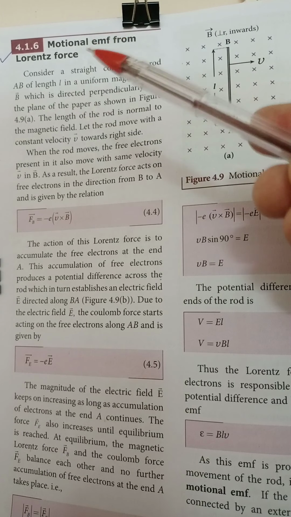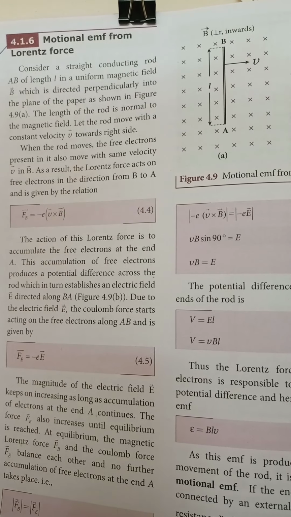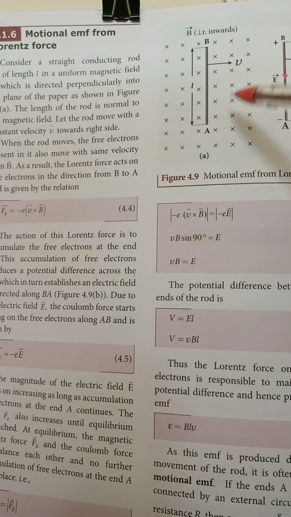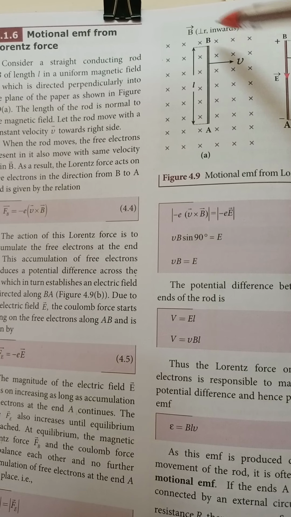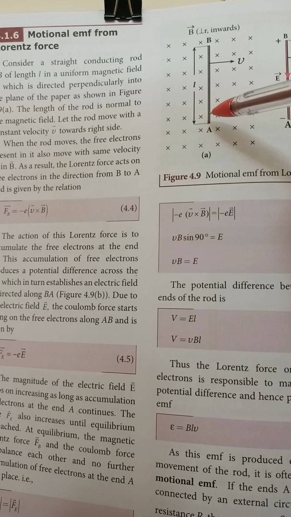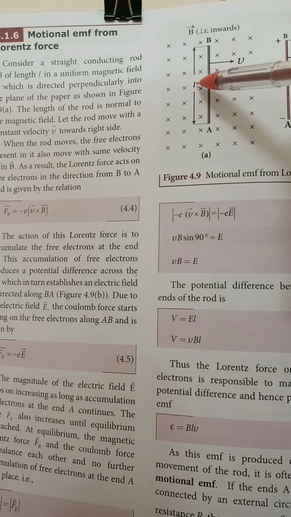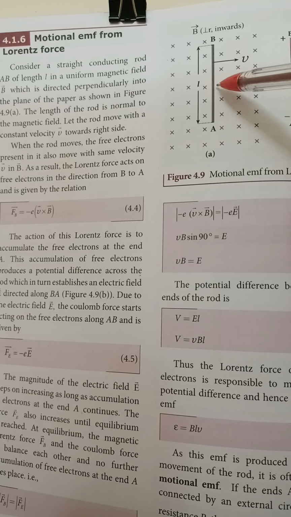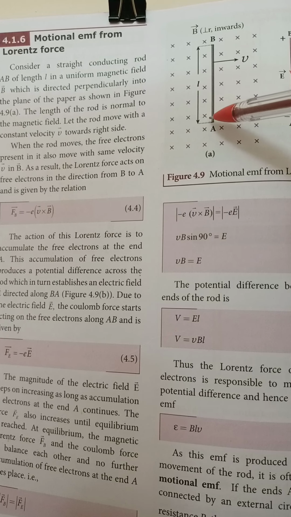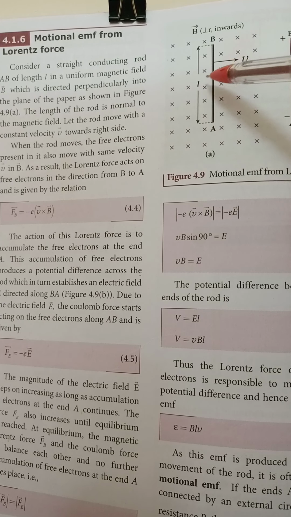Next, motional EMF from Lorentz force. Consider a uniform magnetic field, in this diagram indicated by the crosses. In this magnetic field, a rod AB is placed perpendicular to the magnetic field. Let L represent the length of the rod. You all know that a conducting rod contains a large number of free electrons. The rod AB of length L, placed perpendicular to the uniform magnetic field, moves from left to right with a constant velocity v.